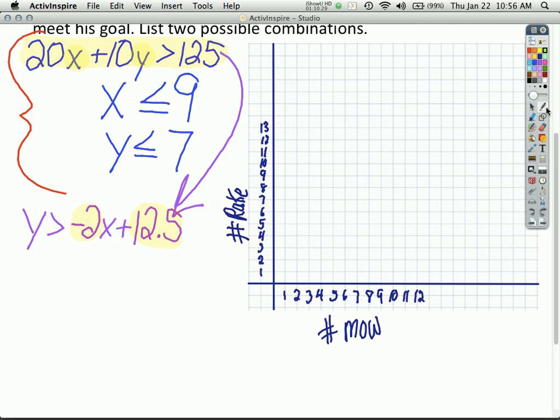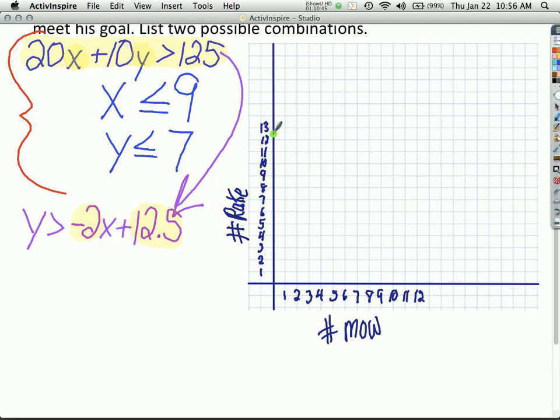So we are already comfortable graphing y greater than negative 2x plus 12.5. So let's go ahead and start with what we're comfortable with, and then we'll move to the parts that you're supposed to know, but I understand you're less comfortable with. So 12.5 is the y-intercept, so you're going to have to estimate a little bit, but you should be able to do a good job.